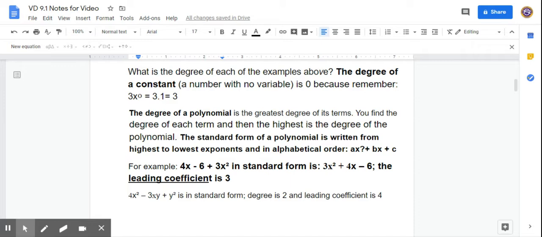The degree is 2 because the degree of the first term, 4x squared, is 2. The degree of the second term, 3xy, is also 2, 1 plus 1. And the degree of the third term, y squared, is also 2. So the highest degree is 2 on any given term, so therefore the degree of the polynomial is 2. The leading coefficient, the one that leads off, the one that's first, is 4. So that's your leading coefficient.